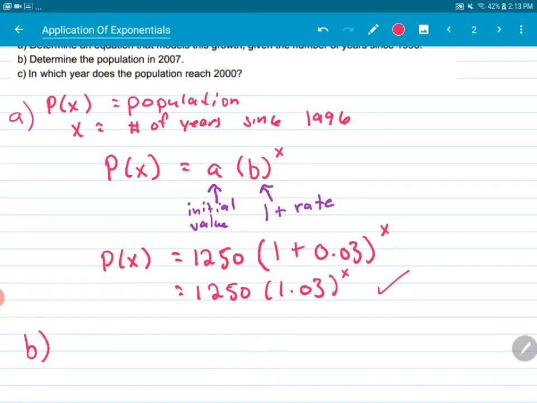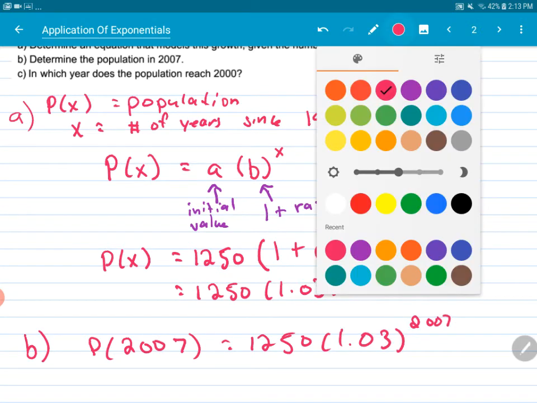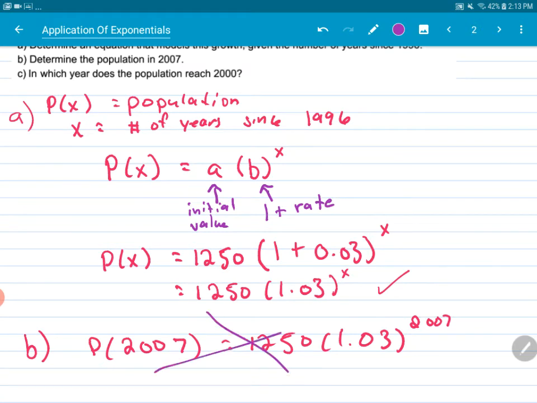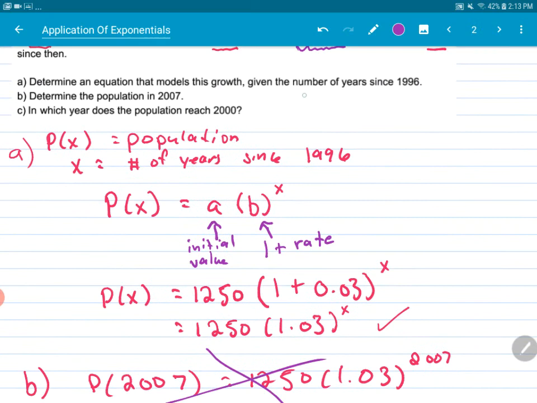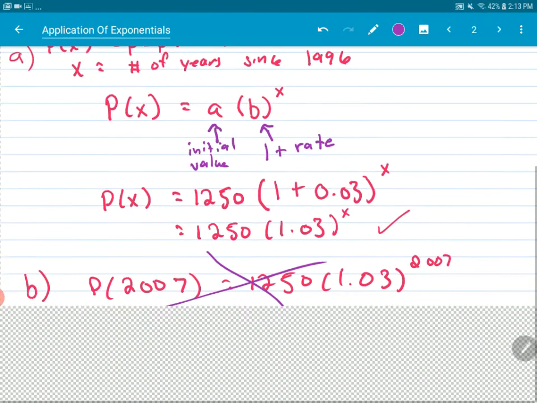So do you think that I could just say, you know what, I want the population of 2007, so let's put it in there and put it as my x value? You would think so, but no, that is a big X. Why? Because our X is, let's go back up here, the number of years since 1996. So how many years has it been?